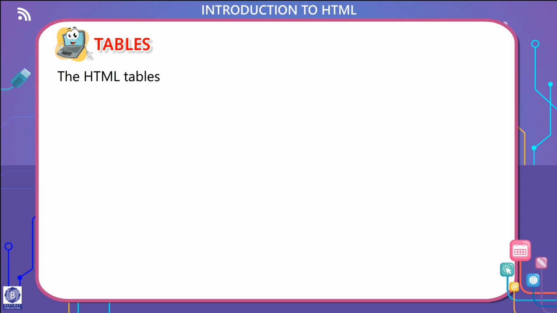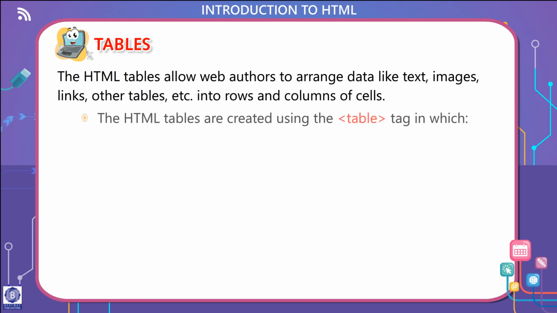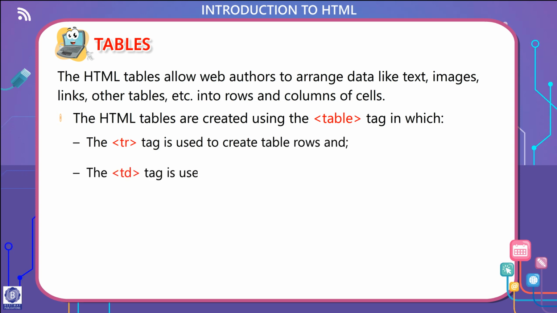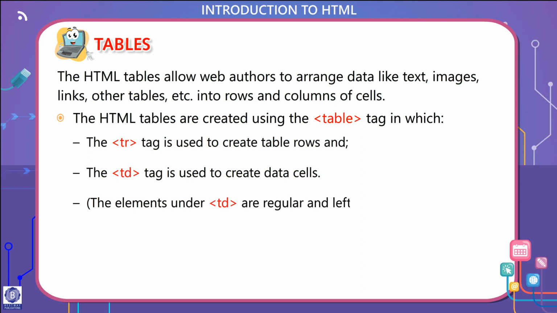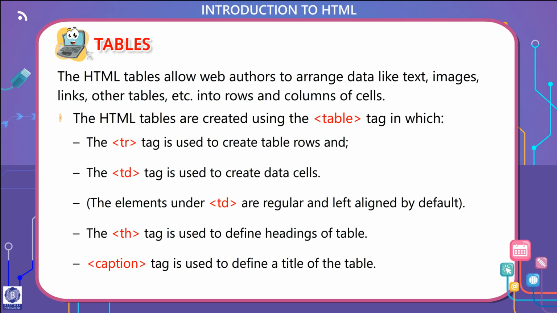Tables. The HTML tables allow web authors to arrange data like text, images, links, other tables, etc. into rows and columns of cells. The HTML tables are created using the table tag, in which the TR tag is used to create table rows and the TD tag is used to create data cells. The elements under TD are regular and left aligned by default. The TH tag is used to define headings of the table. The caption tag is used to define a title of the table.